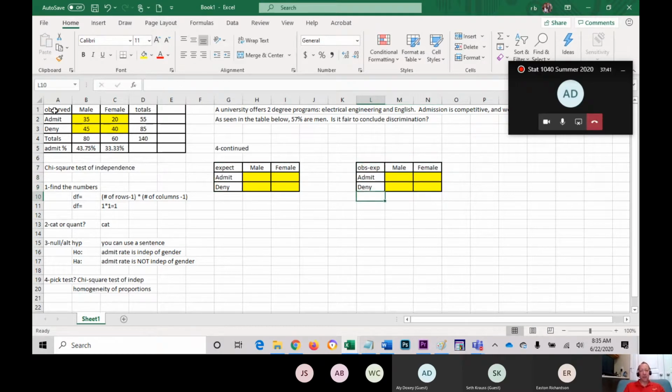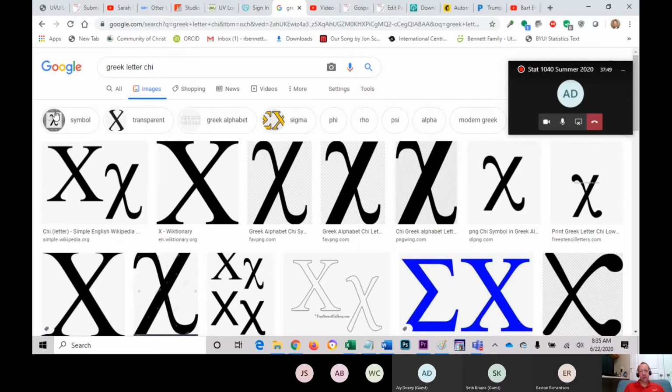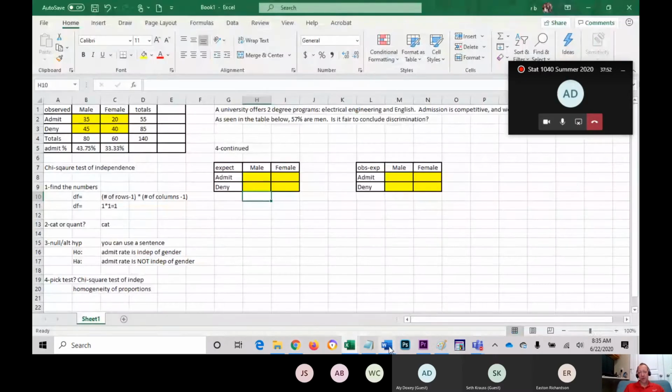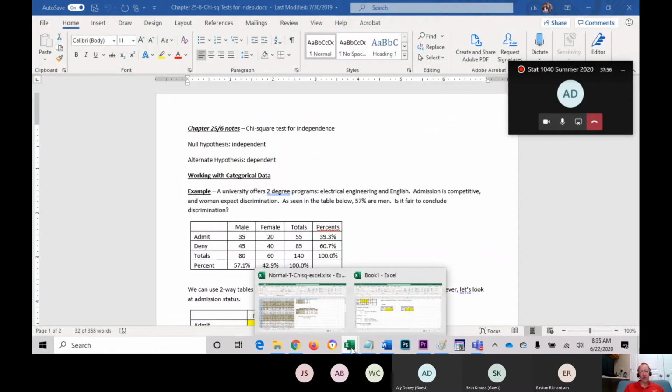Okay. Now, let me show you the formula sheet. Never mind. No, I had it open here. No, I didn't.